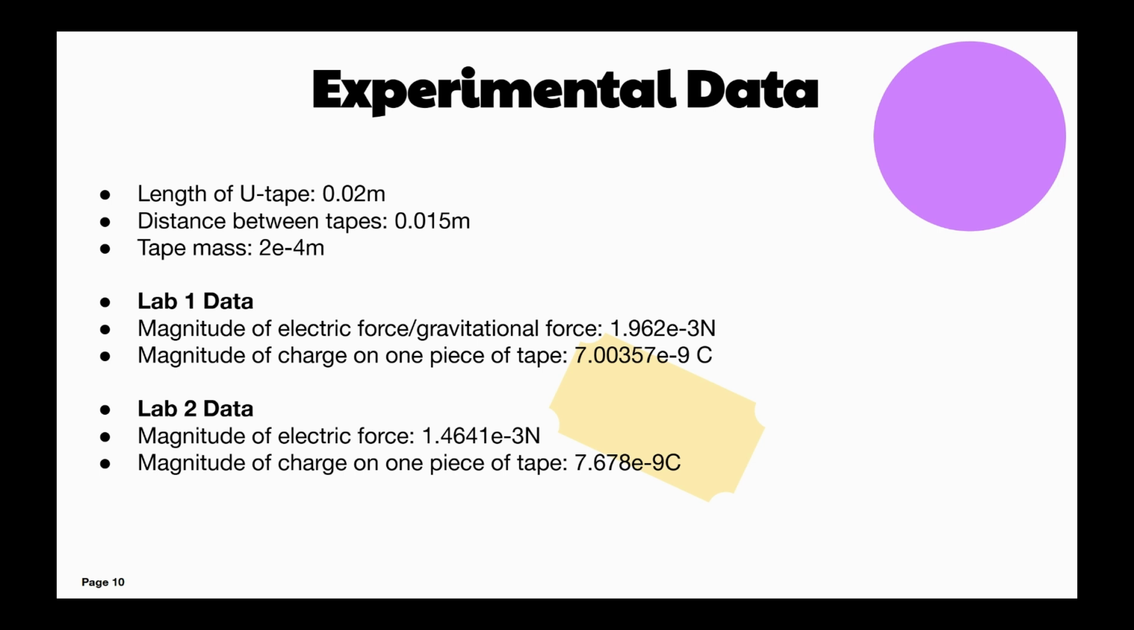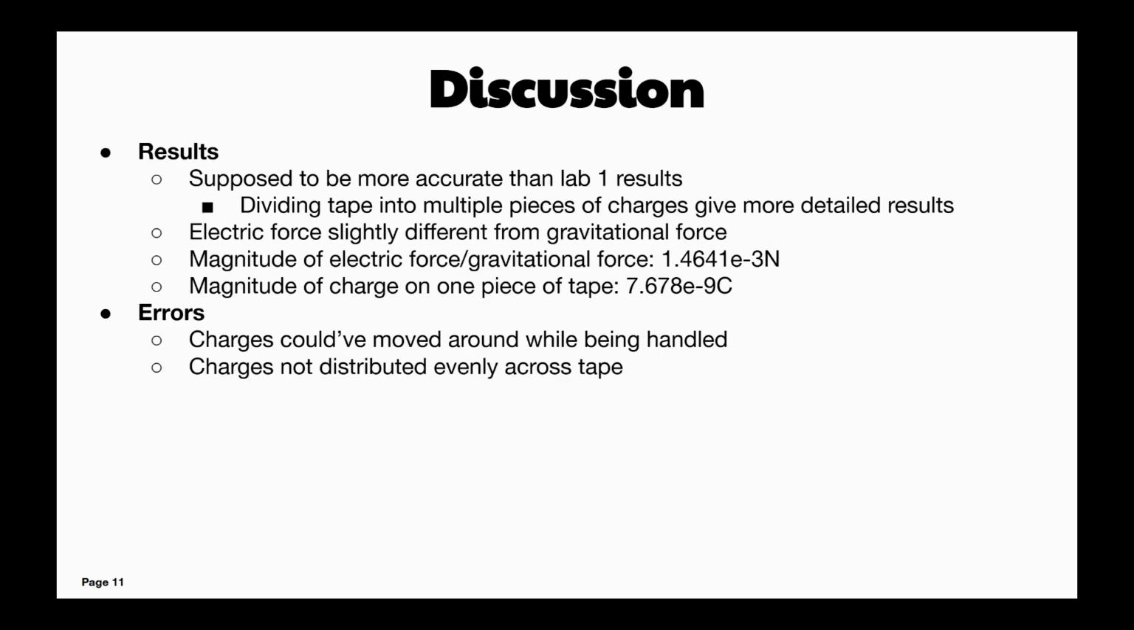experimental data shows that lab 2 had these numbers as shown before, and this compares to the lab 1 data where we got 1.962 times 10 to the minus 3 newtons for both forces and 7 times 10 to the minus 9 coulombs for the charge on one piece of tape. The results are supposed to be more accurate than lab 1 results because we divided the tape into multiple pieces. The electrical force is slightly different from the gravitational force. As mentioned before, there was an error in lab 1 in the process of getting the gravitational force, which might have led to this difference.